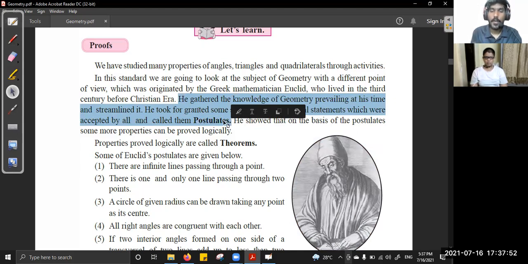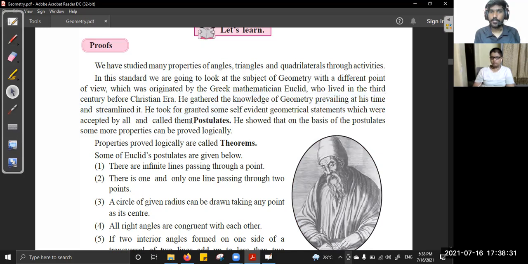Now, what are postulates? Postulates are those statements which are true without any proof. Usually in maths, whenever we state something, we have to prove that statement. There has to be a strong and concrete proof of it. But there are certain properties or theorems which we understand or which are taken for granted, that means they do not have a formal proof. Those statements are called postulates.